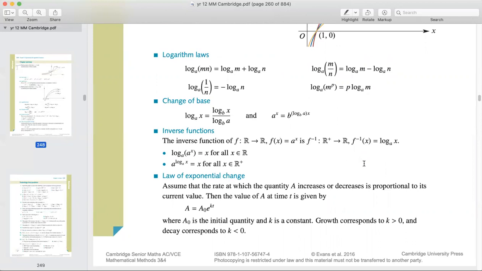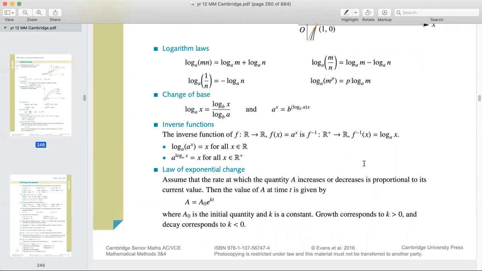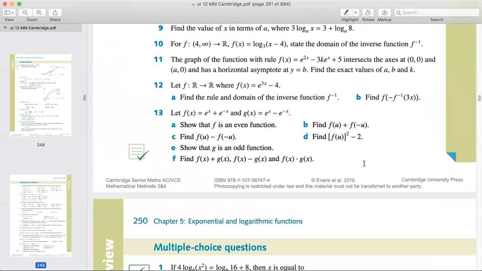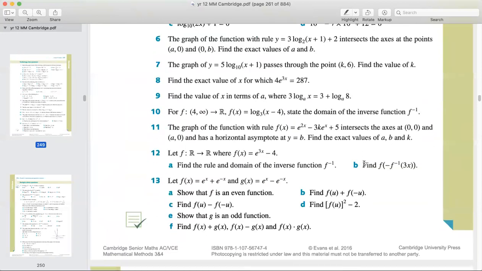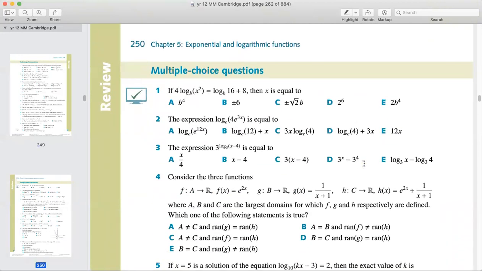So we have to read the question carefully, like sales growth, population growth, radioactive decay, or even population decrease due to certain disasters or other factors, and use this to model the situation. Okay. So for chapter 5, the tech-free problems, I highly recommend you try all of them to be confident about this, or we should say to be fluent in this chapter.